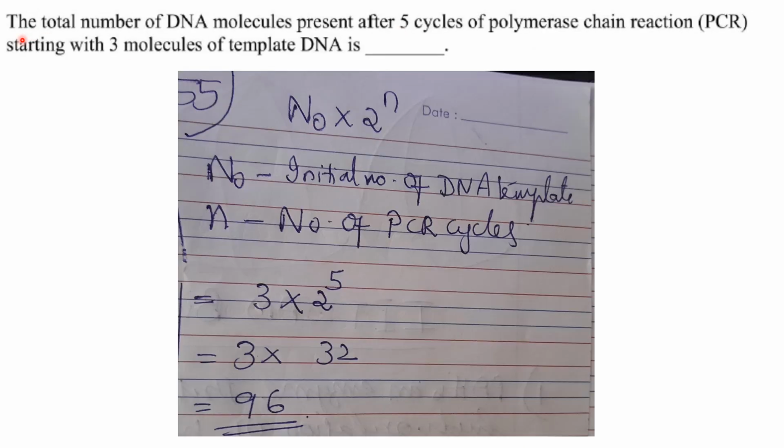Then next one. The total number of DNA molecules present after 5 cycles of polymerase chain reaction starting with 3 molecules of template DNA is... So it is given by the formula N0 into 2 raised to n, where N0 is the initial number of DNA templates and small n is the number of PCR cycles. So 3 into 2 raised to 5 will give you 96 as the answer.